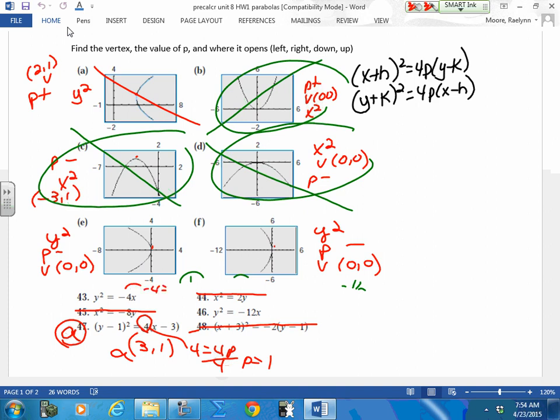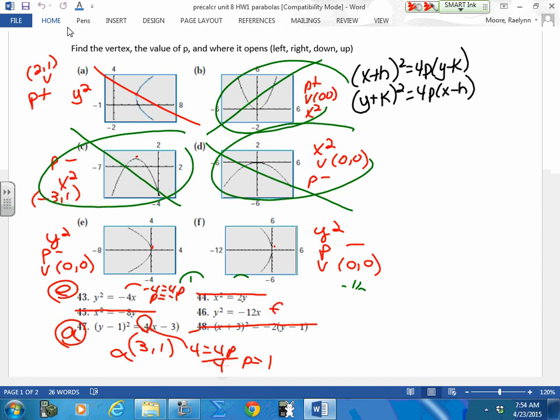Negative 4 is equal to 4P, so P is equal to negative 1. Yep, we said P was negative. Both of those P's are negatives. Both of those vertices are 0, 0. One is just wider than the other. So which one do you think this is? E. It's not as wide. Knowing your transformations, it's not as wide as the other one. And then this guy had to be F.